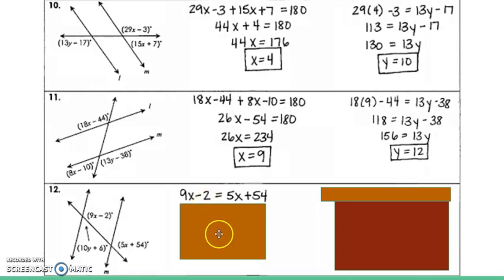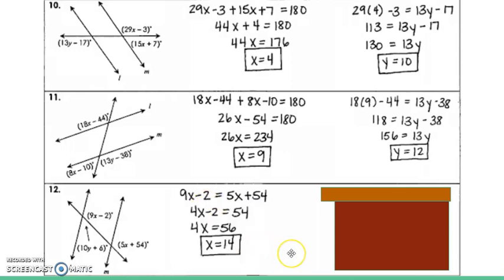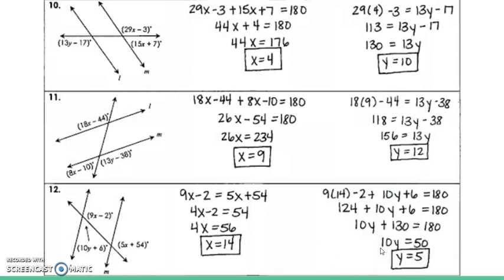So I'm going to set those things equal to each other, and when I solve that, I get x equals 14. I'm going to use the fact that 9x minus 2 and 10y plus 6 are supplementary angles. And when I replace my x, I'm going to substitute in 14 and then solve for our y. When we do that, we should get that y equals 5.